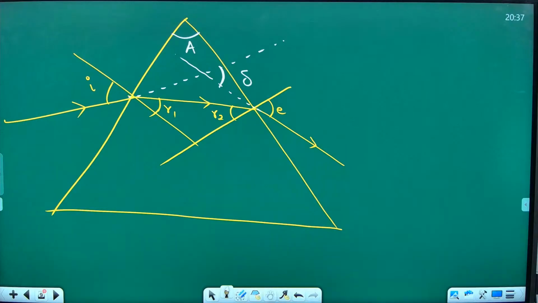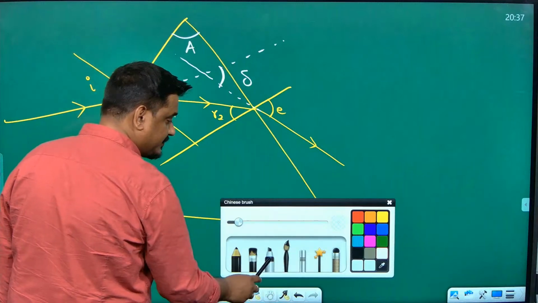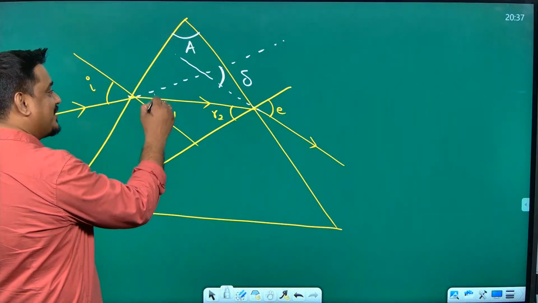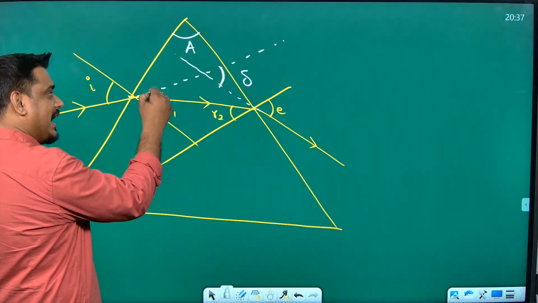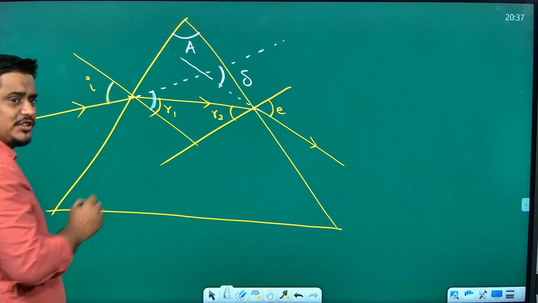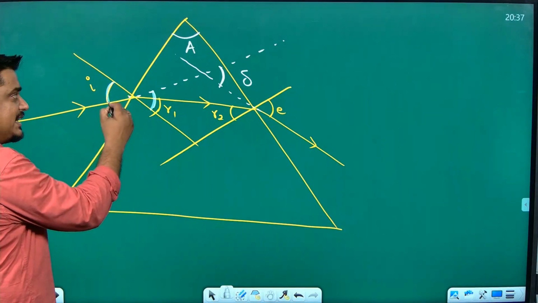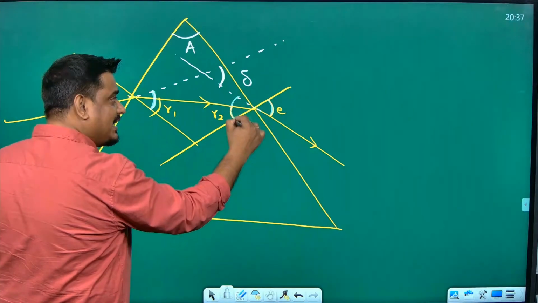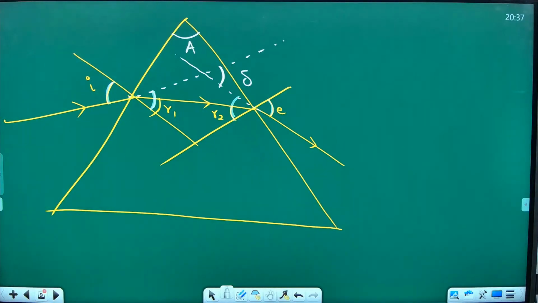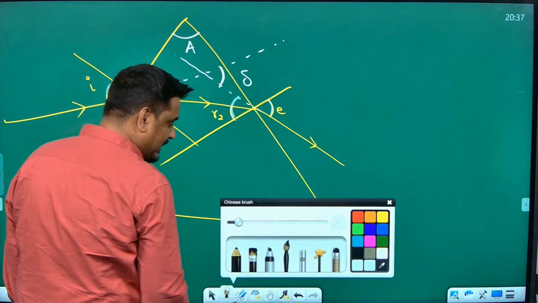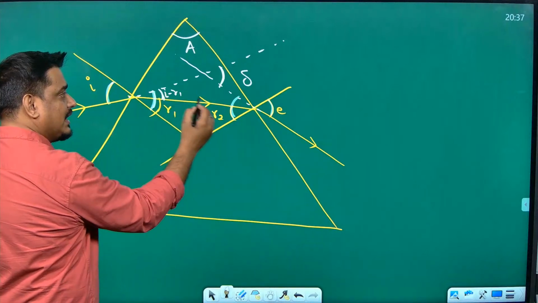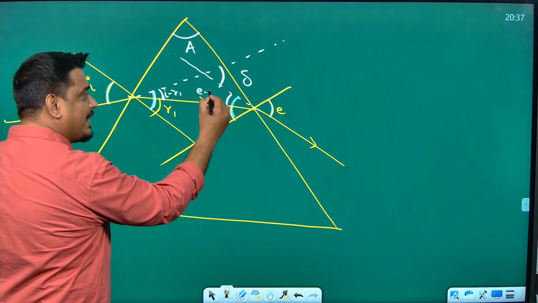Am I right? Okay. Now, please pay attention. Something very important. Your concept should be clear in that. Careful, guys. So, this angle will be angle I. Do you agree? Vertically opposite angle. This is I. This will also be I. Same way, if this is E, this will also be E. Vertically opposite angles. It means that this angle will be I minus R1. I am talking about this angle. And this angle will be E minus R2.